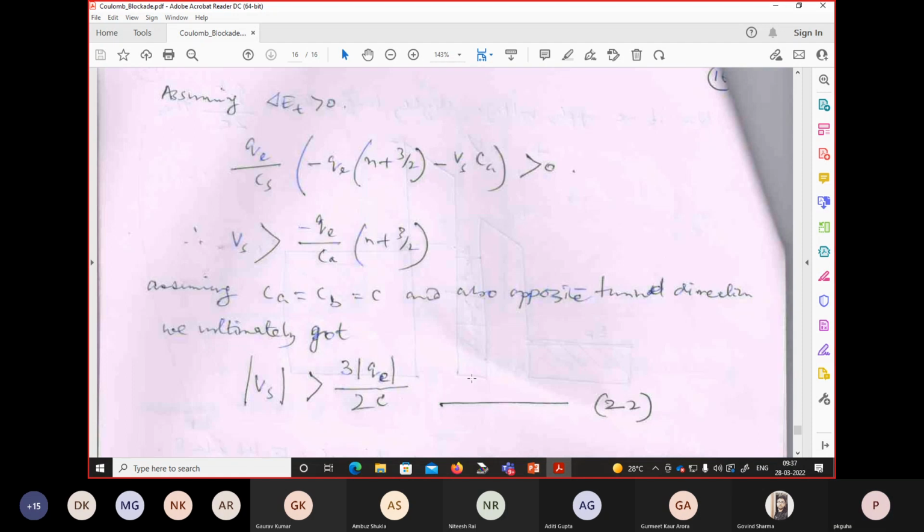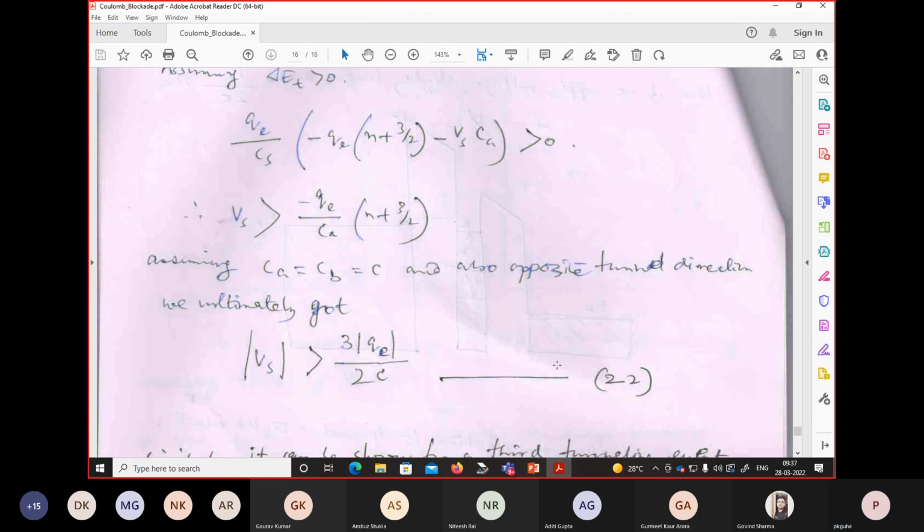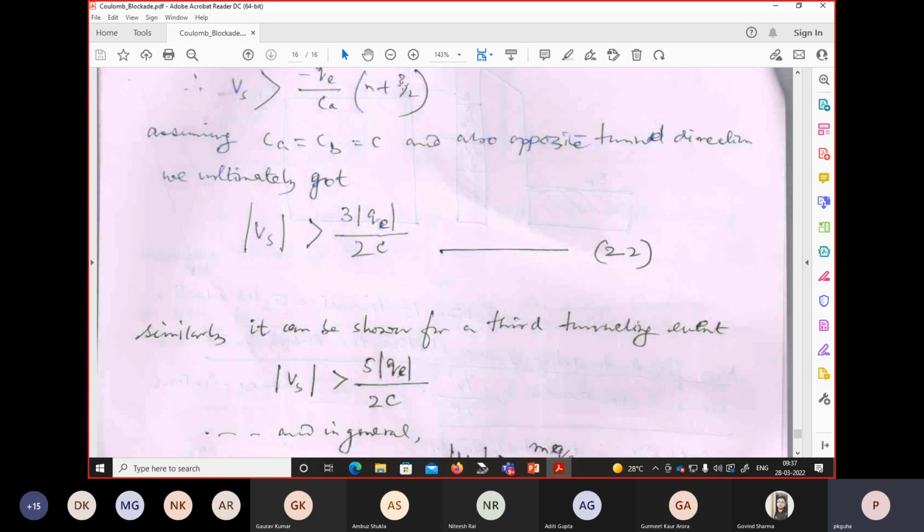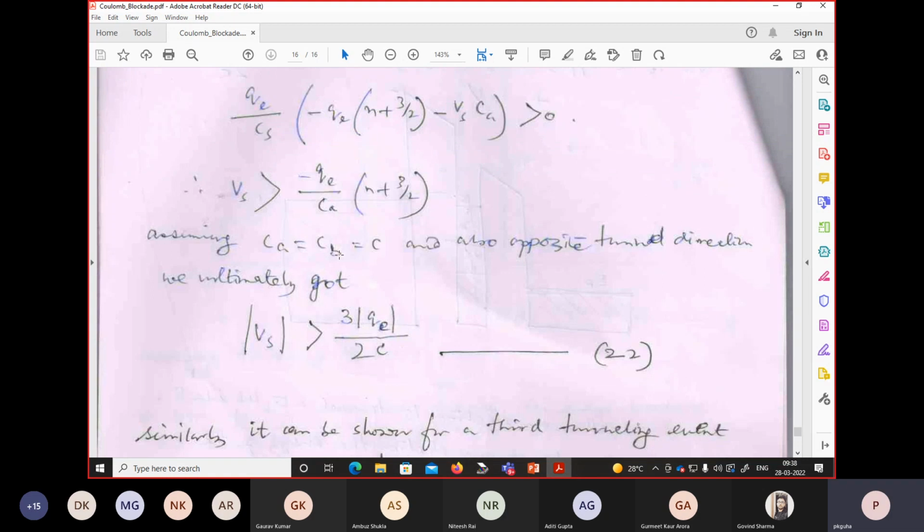Right. And also in that case, it will be n plus 5 by 2 QE. Ultimately this will not change, but this QE should go inside, right?